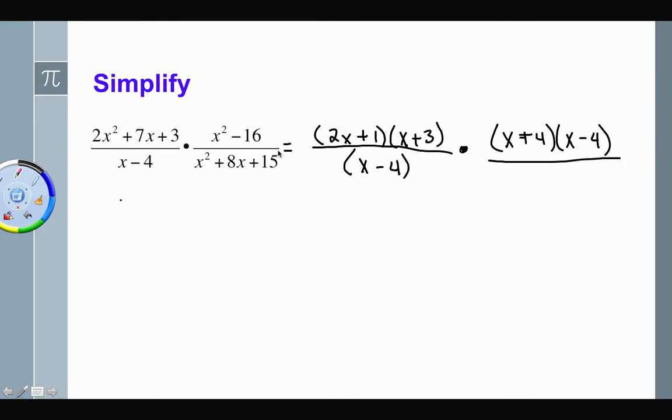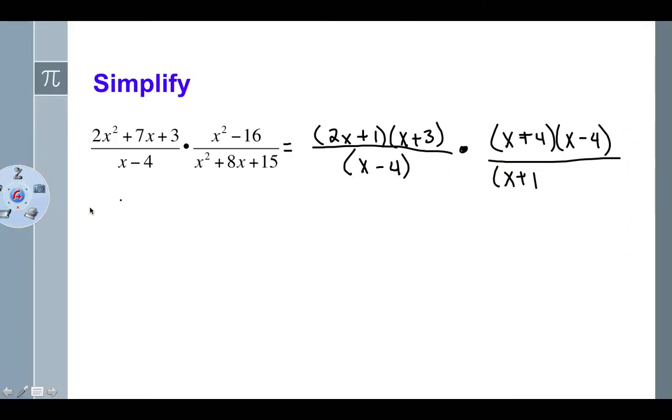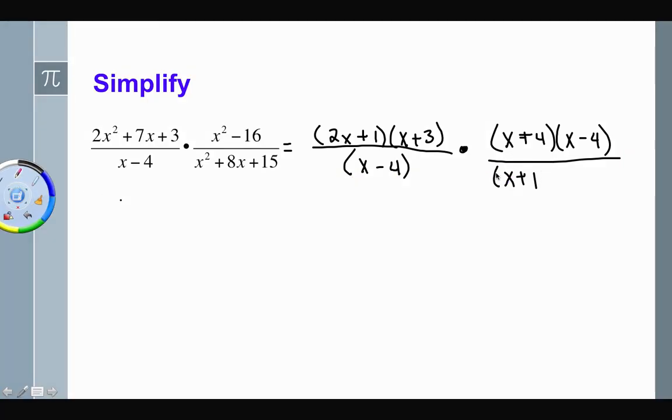And on the bottom, 2 numbers whose product is 15 and sum is 8 is 5 and 3. X plus 5, x plus 3. I'm going to make my domain restriction statement right now. X cannot be, okay, so from this statement, x cannot be 4. X cannot be -5. And x cannot be -3.